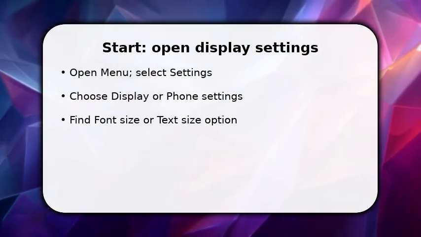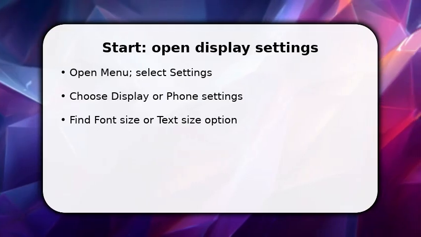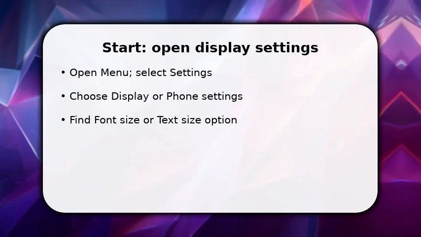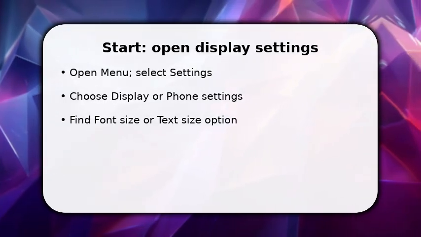You begin by opening Menu and going straight to Settings. This gets you to System Controls without extra taps. Once in Settings, choose Display or Phone Settings. That's where text rendering lives.